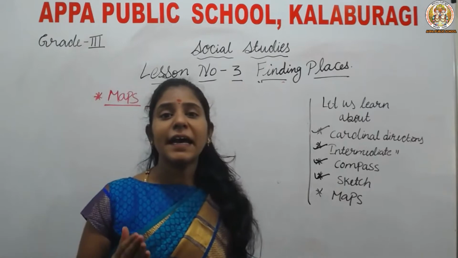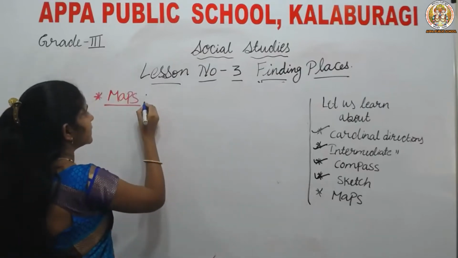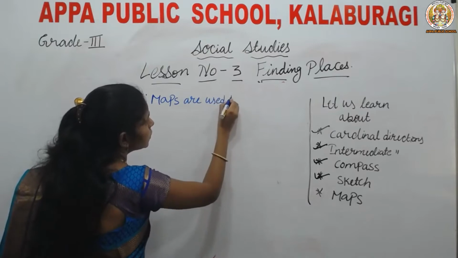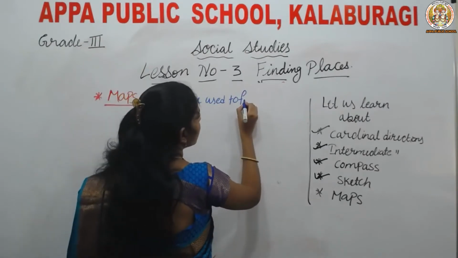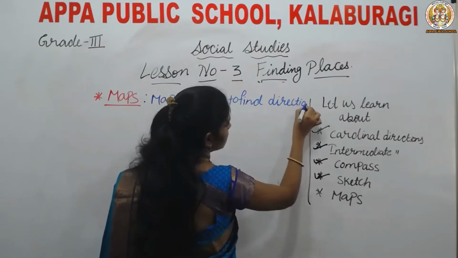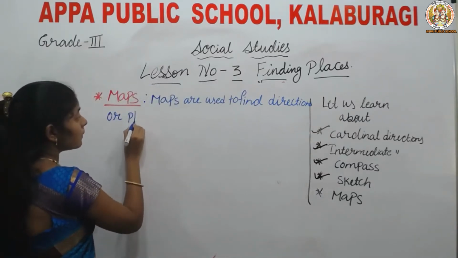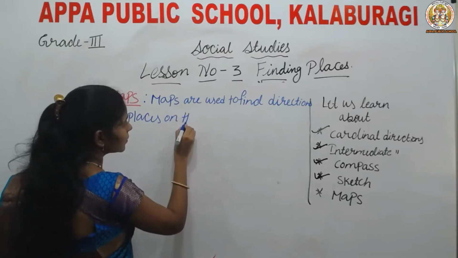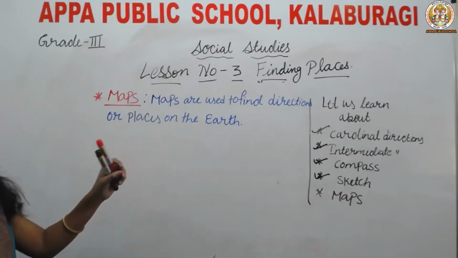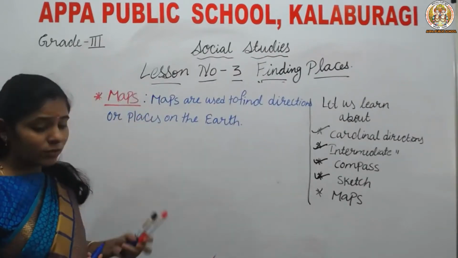Maps are used to find directions. Why are maps used? To find direction. Maps are used to find directions or places on the earth. Why are we using maps? We are using maps for finding the direction.